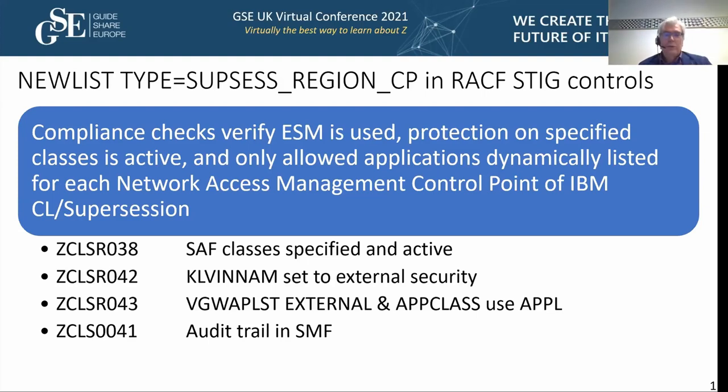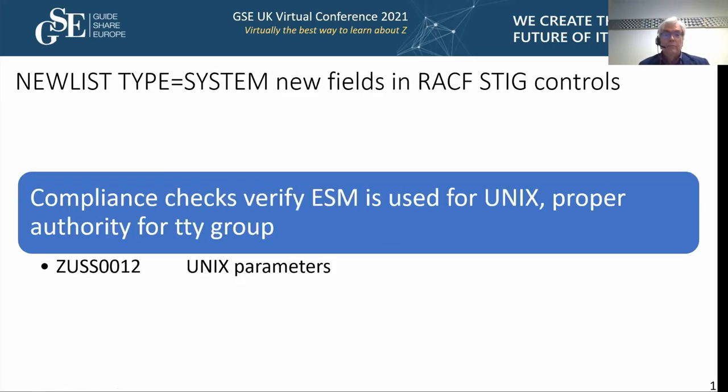So that's kind of what the four controls check. And yeah, you see some difficult names here. So KLVINNEM is the name of the member where you have to set the external security, and then you have the virtual gateway parameter list, VGWAPLIST, which must be set to external, and then must specify the app class APPL to get the right dynamic application list. And of course, you also want to write an audit trail in SMF. So these were the new list types that were added in 2.5.